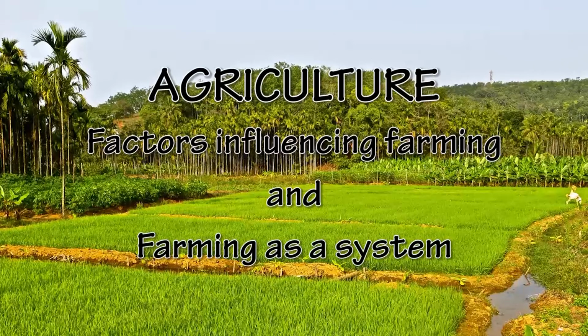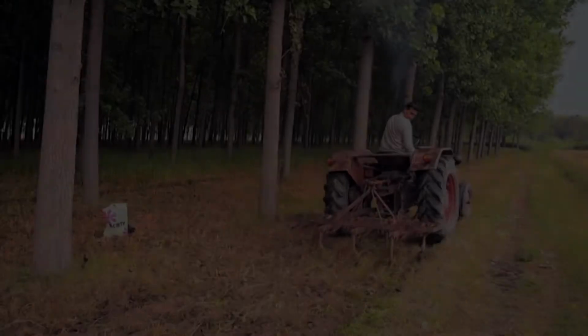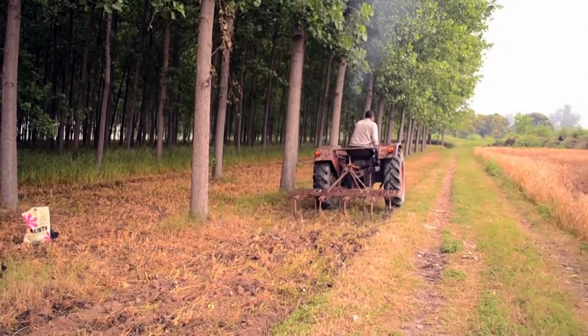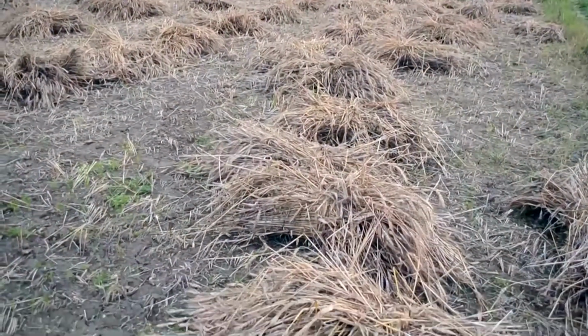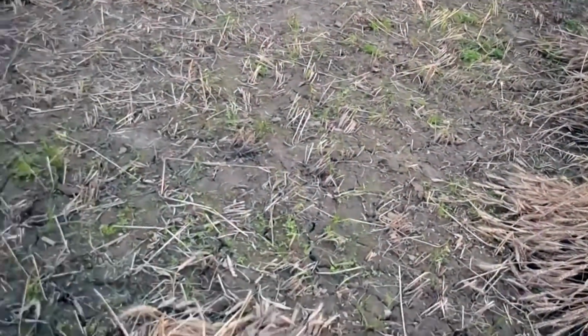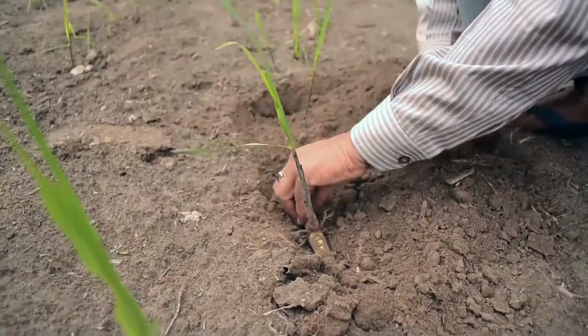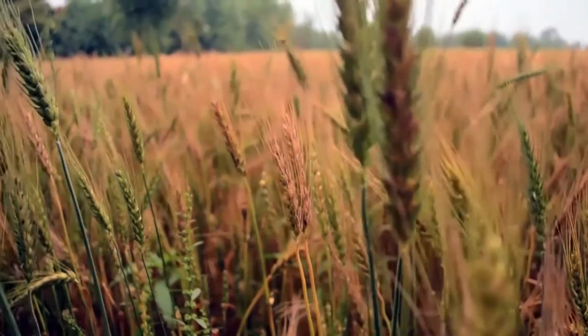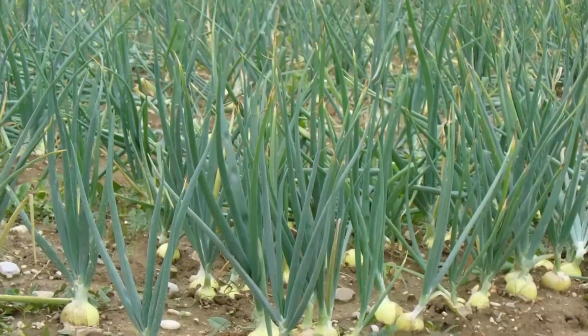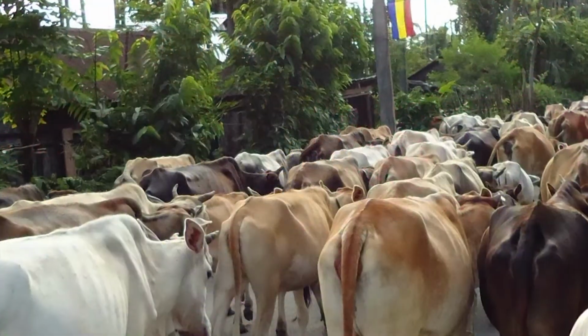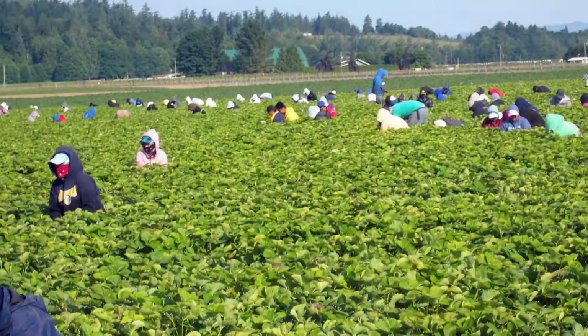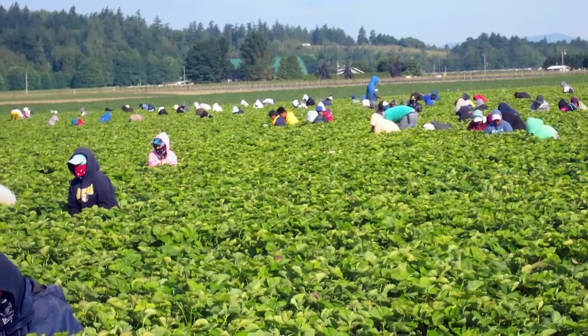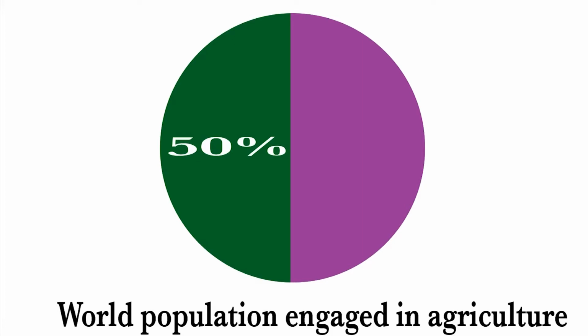Factors influencing farming and farming as a system. We know that agriculture is also known by the name farming. It is a primary activity. This activity includes growing of crops, including fruits, vegetables, flowers, and even rearing of livestock. When we look into the population engaged in farming, it is about 50% of the total world population.